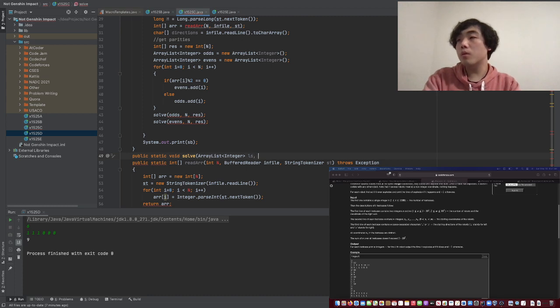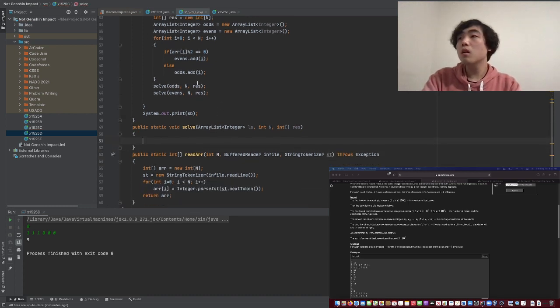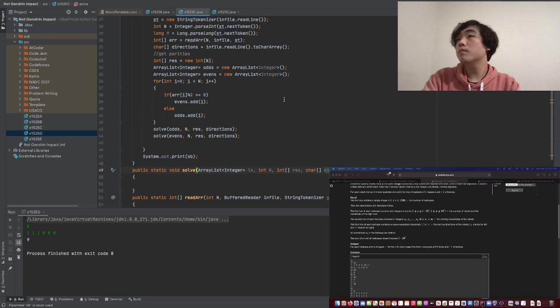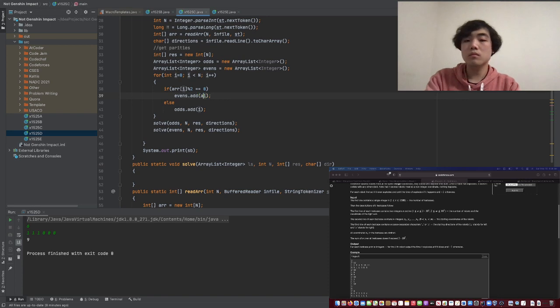These are the coordinates that we care about. This is n, this is obviously res. I guess we should also include directions. Array at i. Or wait, I guess we could include array. No reason not to.